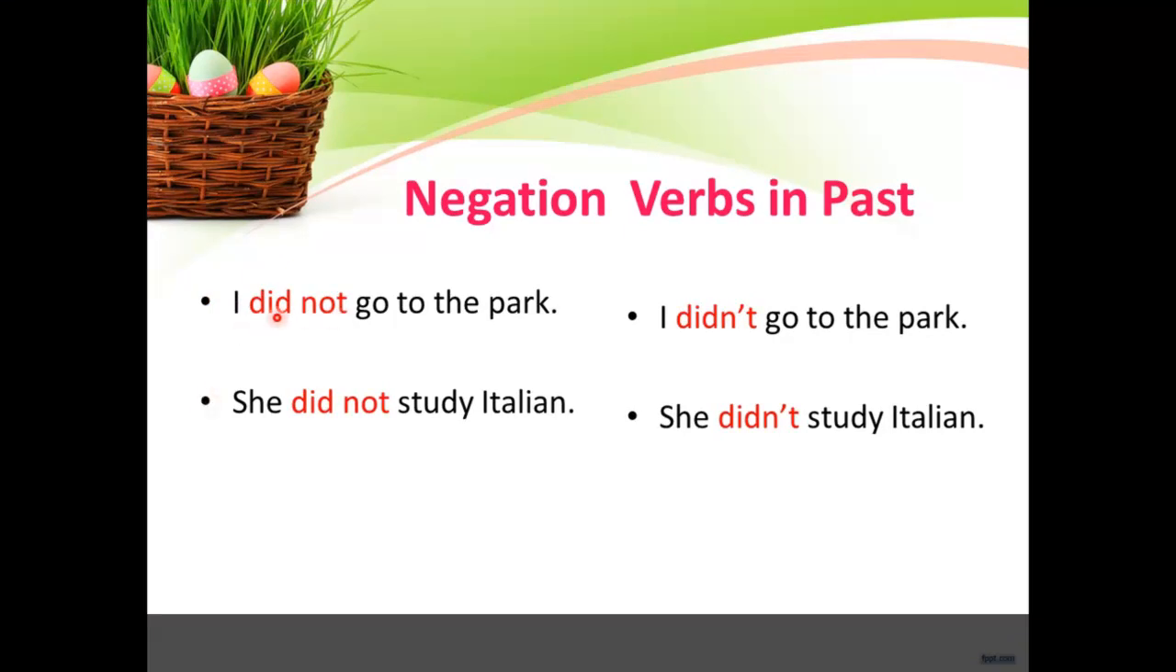Podemos utilizarlo de manera separada o su contracción. Didn't. I didn't go to the park. She didn't study Italian. Si ven, independientemente que sea did or did not, cuando viene esto en la frase, voy a utilizar el verbo conjugado en presente, independientemente si este auxiliar viene de manera positiva o negativa.